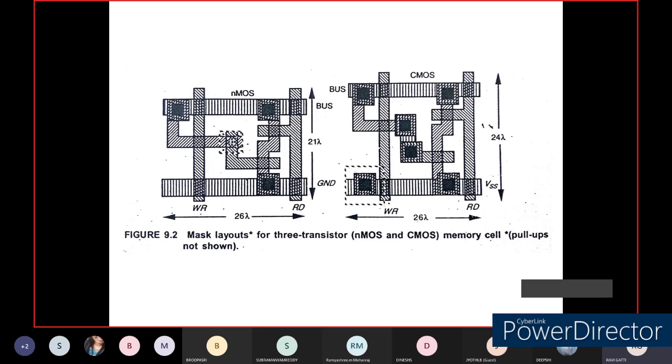Okay, so in the case of CMOS, there will be a pull-up transistor and pull-down transistors, so we need to look at this aspect ratio. Generally the pull-up transistor will have a larger impedance compared to the pull-down transistors, so that the driver output will be connected to VDD at all times. Okay, so these are the two mask layouts corresponding to your NMOS and the CMOS memory cell.